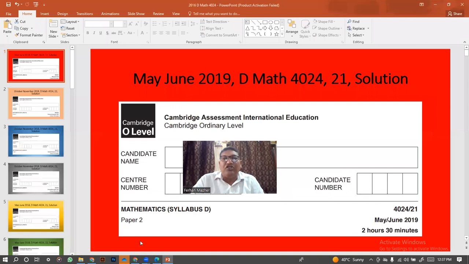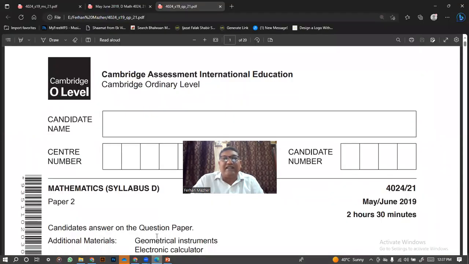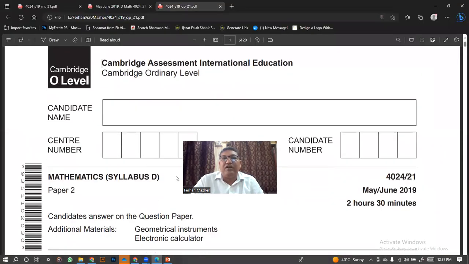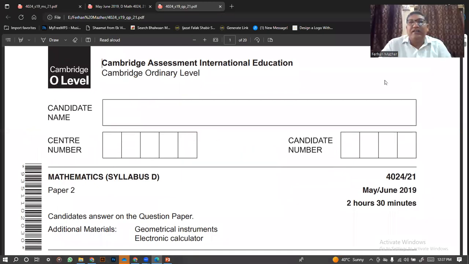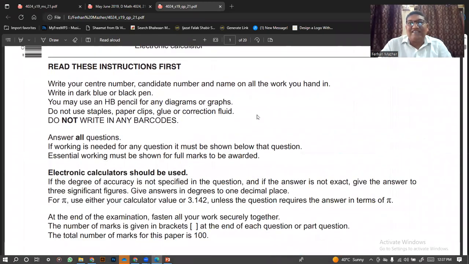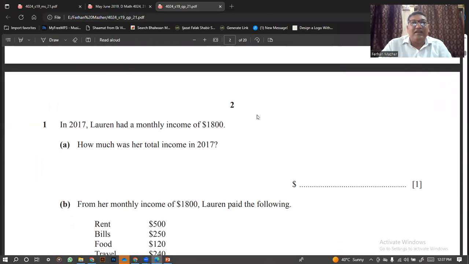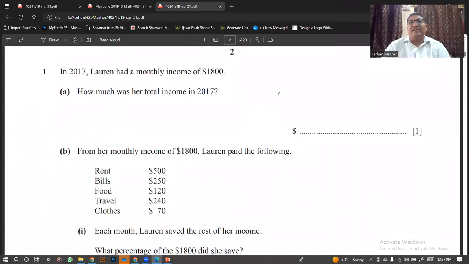The time allowed for this paper is 2 hours and 30 minutes. And in this paper, you are allowed to use the calculator. So let's start today's paper. Question number 1 is showing up on your screen.